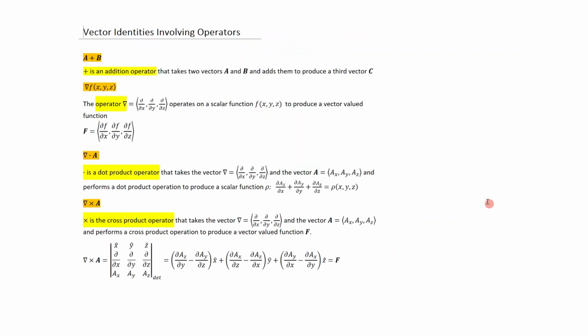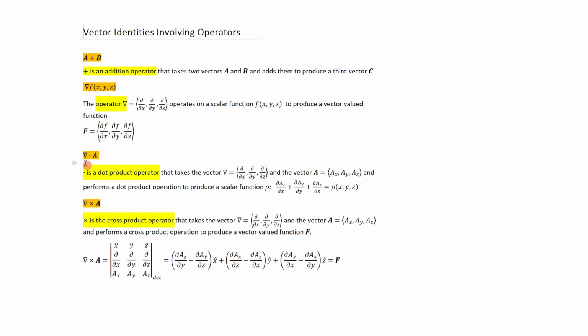All right, so the last topic would be just looking at vector identities involving operators. There are various other types, subtraction, multiplication, matrices, and so on, but A plus B is a simple operation. This is the operator positive, takes two vector fields and adds them together and produces a third vector C. We also have the gradient of a scalar field. This is the operator. It operates on a scalar function to produce a vector valued function.